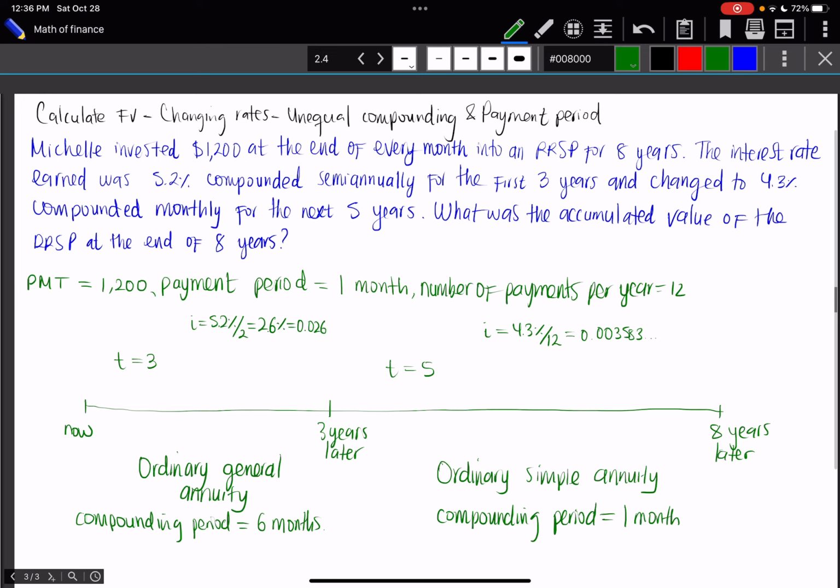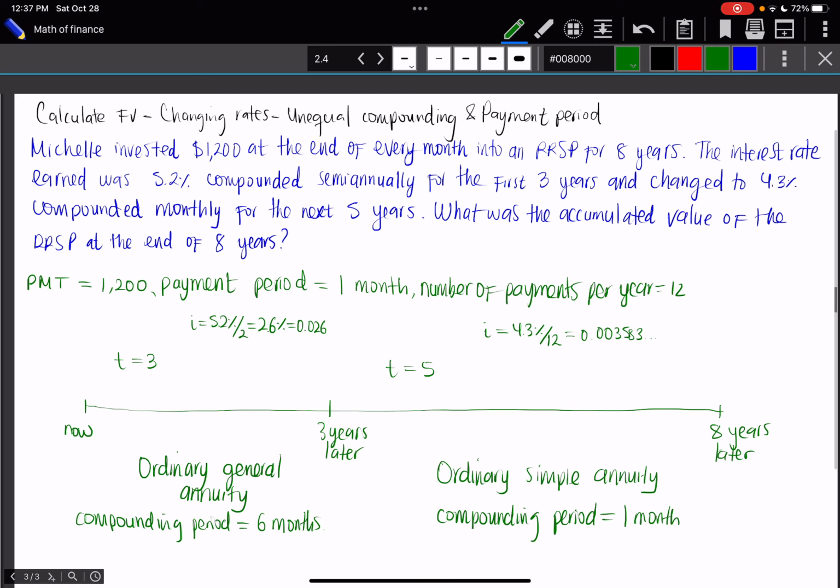Okay. So notice that interest rates are different. Okay. Now, before we go into more details, let's explain what the general idea of this problem is. I'm trying to draw the timeline so that we explain the general idea, and then we do all the calculations.